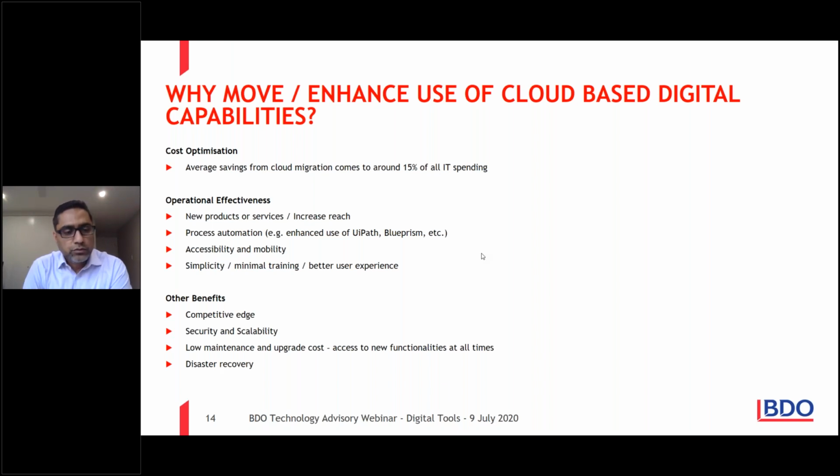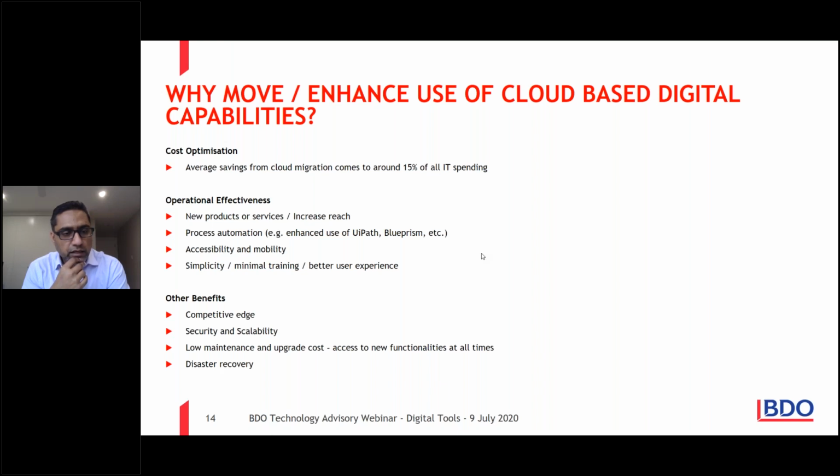Then it gets down to the competitive edge also, where if you're able to bring in products or services faster than what your competitors can do, you can innovate more quickly, take those innovations to market more quickly. It gives that competitive edge.